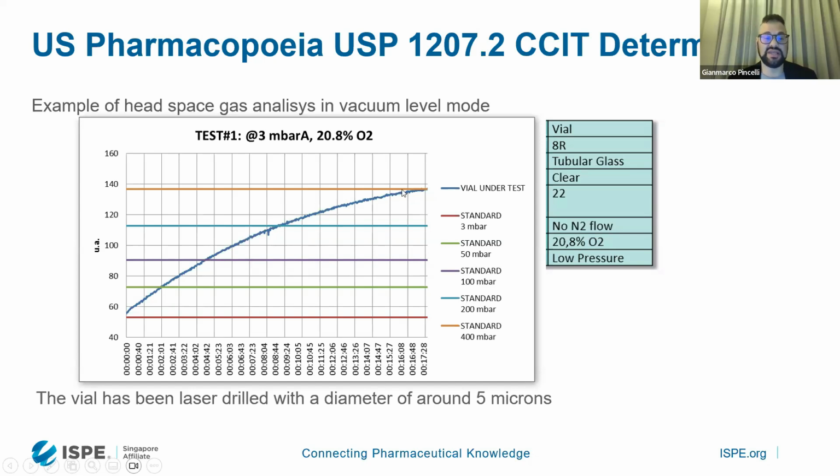In this case, having the vacuum inside of the container, although there is normal oxygen percentage like 20.8, we are not measuring here the oxygen, we are measuring the total pressure inside of the container. In this case, we detected 400 millibar in 17 minutes. And this is an application for vacuum measurement inside of the product.